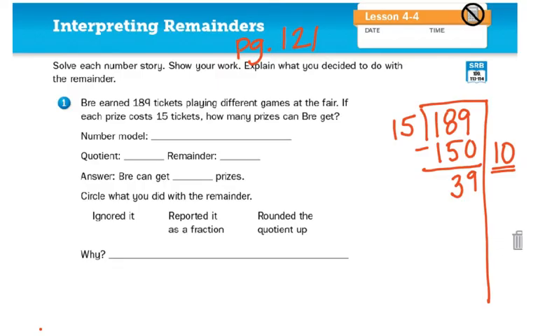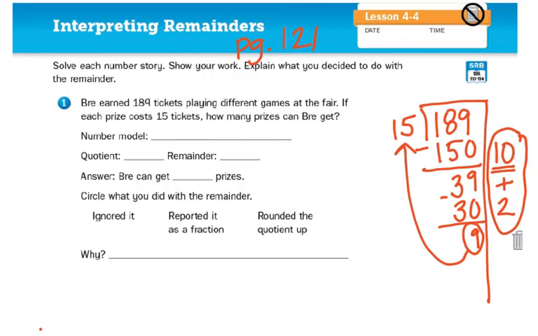Okay, can it go in there 10 times again? No, it cannot. So it can go in there twice, which is 30. Go ahead and subtract 30 from 39. Is my remainder smaller than my divisor? Then I am done dividing. So it was 189 divided by 15 equals how many prizes? The quotient means answer. The answer is 12.